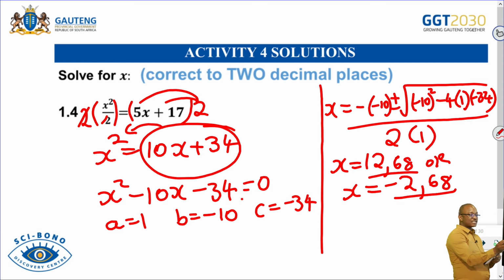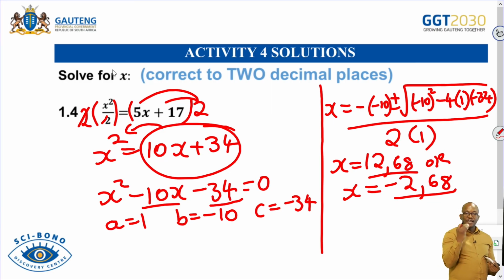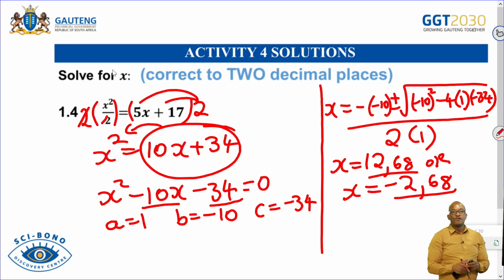Remember, there are no factors that you multiply, they give you negative 34, and you add or subtract them, they give you negative 10. There are no factors like that. So we have to use the quadratic formula to get those types of answers.